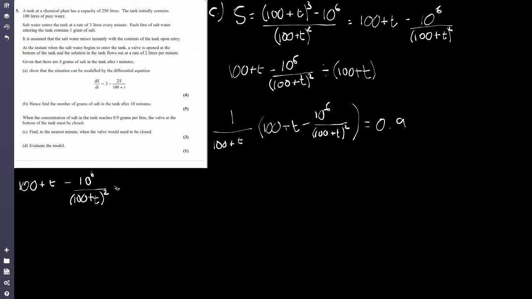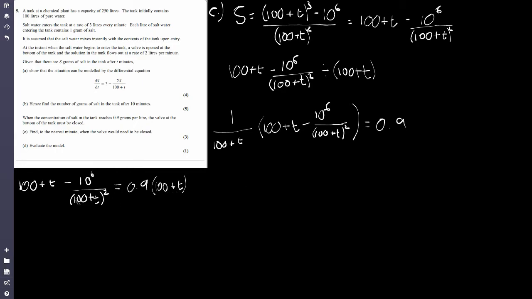Like so. And my right hand side will just be 0.9 times 100 plus t. So 0.9 times 100 plus t. Okay. Now we just need to keep simplifying here and working towards a value. So what can I do next?